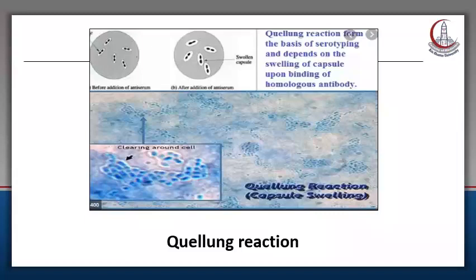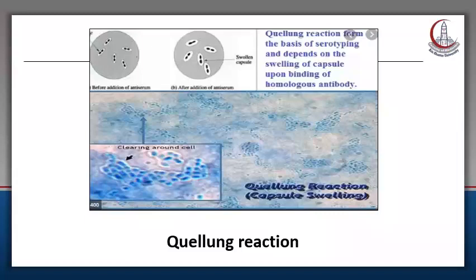Quellung is a German word for swelling, and it describes the microscopic appearance of the pneumococcal capsule after its polysaccharide antigen has combined with the specific antibody. The antibody reaction allows these species to be visualized under the microscope, and if the reaction is positive, as we see here on the right side of the picture, the capsule becomes opaque and appears to enlarge after we add the antibody to the colony.